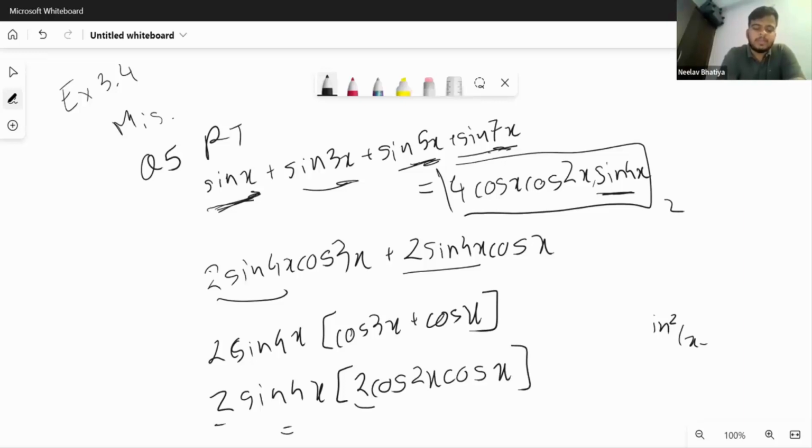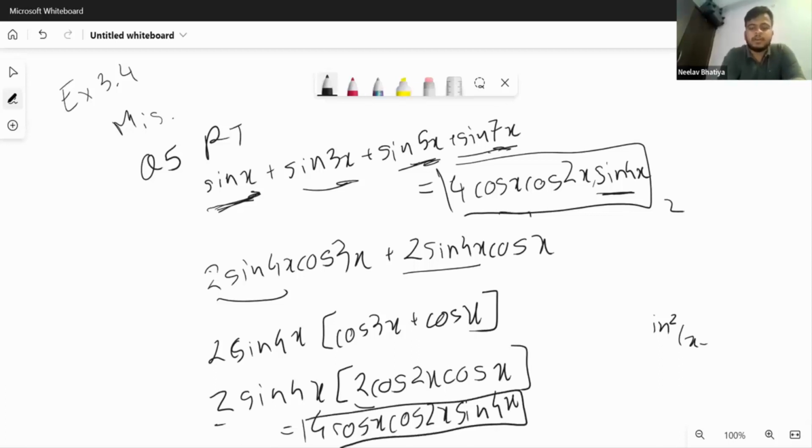2 and 2 get multiplied. What I am left with is cos x cos 2x sin 4x, and if you observe it properly, this is nothing but your RHS term, correct? This is your RHS. Hence the question is solved. So before solving questions of this sort, try and look at the term that is being built in the RHS and see if there is any specific formula that you could apply to the LHS, so you get something along the lines of the RHS, right?